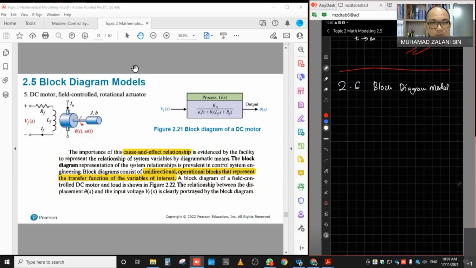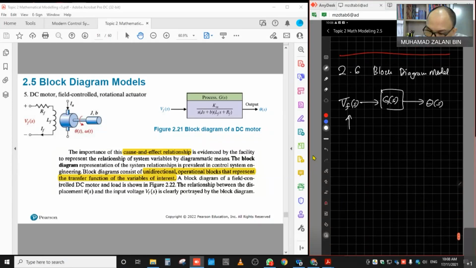Basically for this example, the block diagram model of a DC motor, you can see it has the input of VF. We apply this input so that we can observe the displacement, theta. So we have the block diagram like this. For the motor, we want to observe the output, which is theta, the displacement. This is VF, the input, function of s. If we increase this input, for this particular motor, it is turning counterclockwise like that.